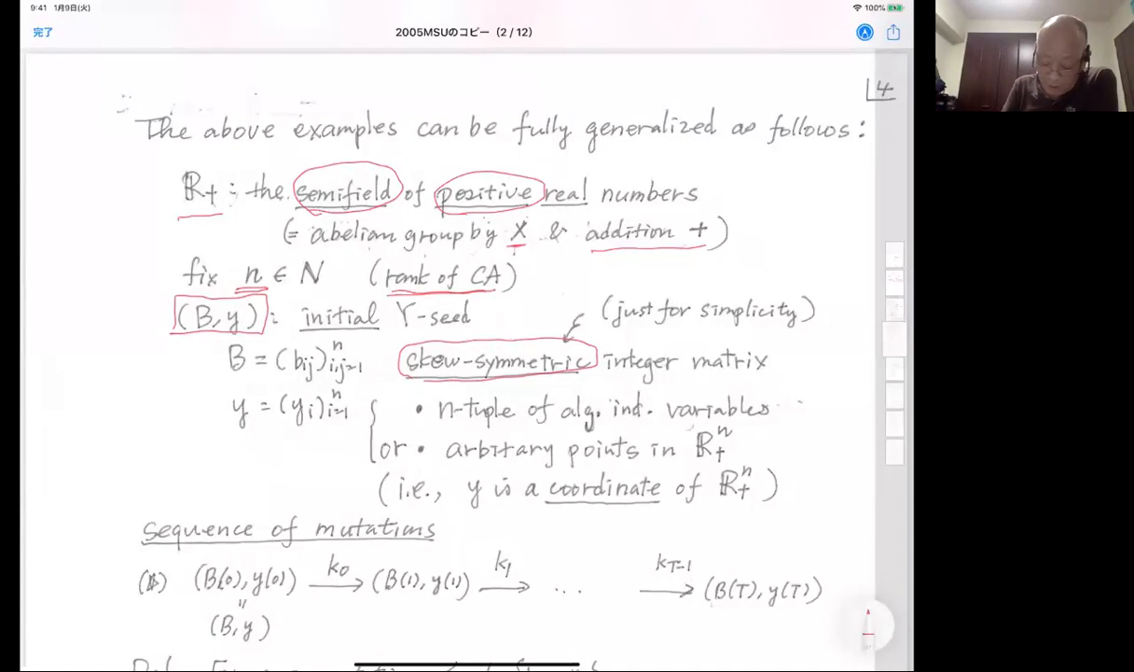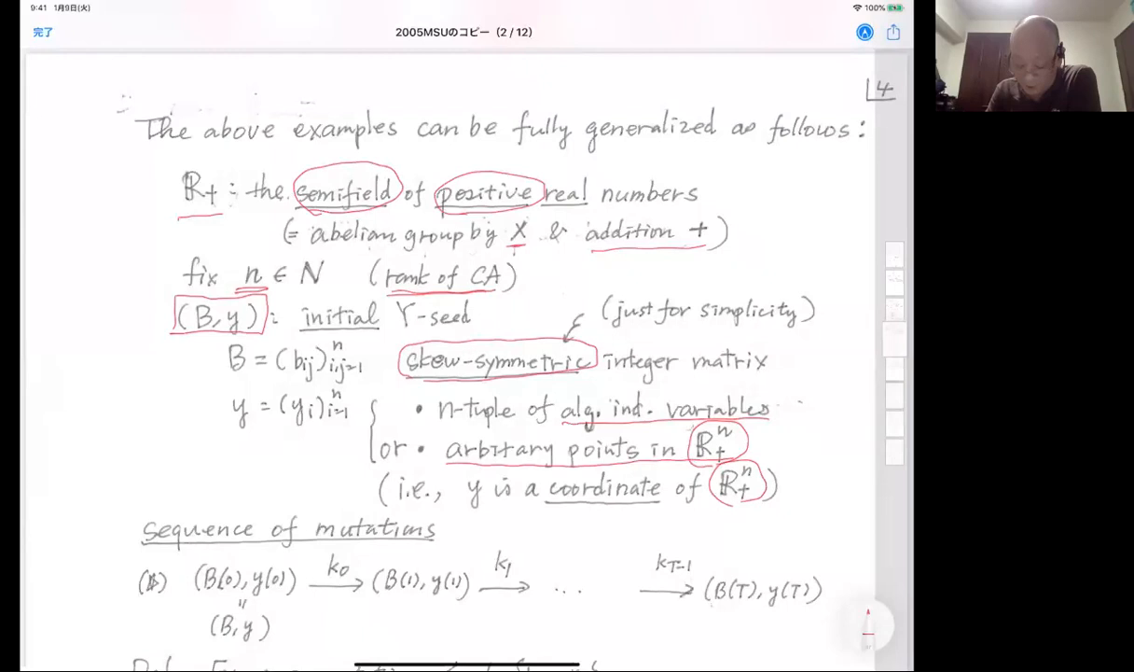First one is a tuple of just algebraically independent formal variables. Or you may consider this a tuple of y as arbitrary points in R plus n. And so it means y is a coordinate of this space, just like a coordinate of the xy plane. So x and y may be considered as algebraically independent variables, or you take x and y to be some particular point. And we use these two points of view at our convenience.